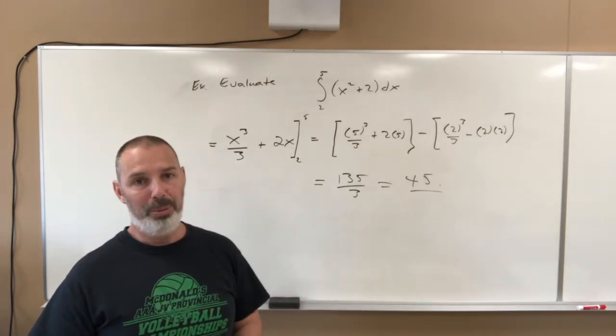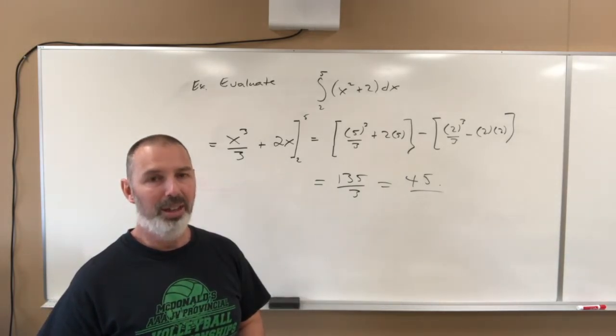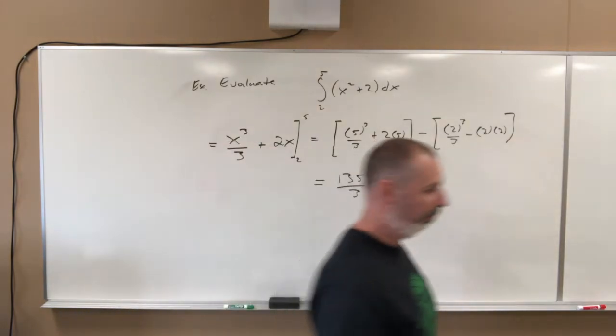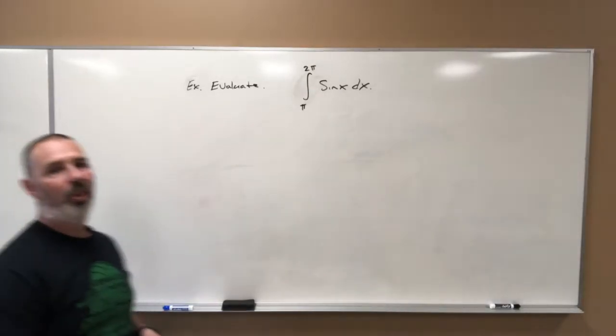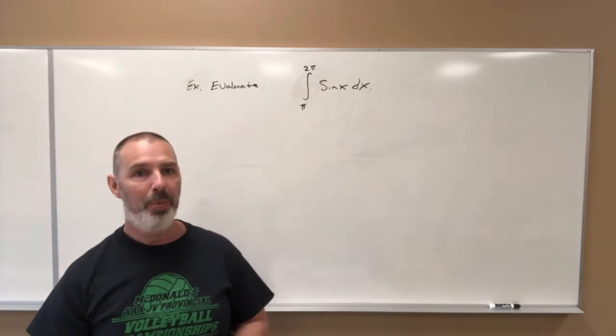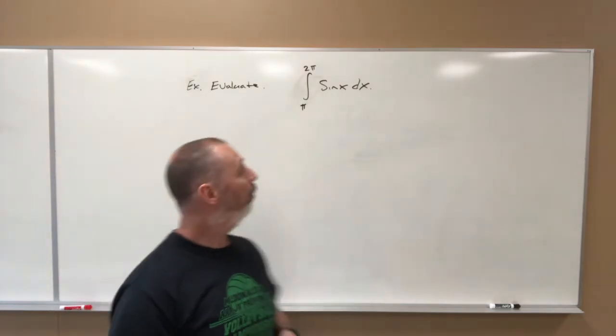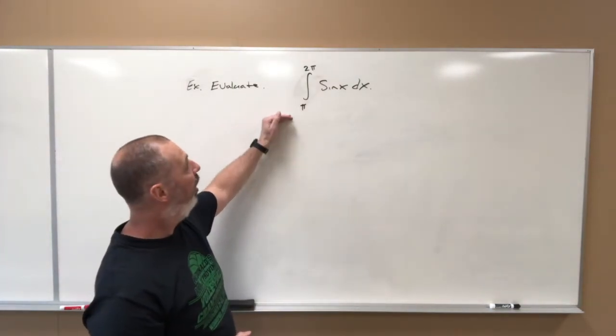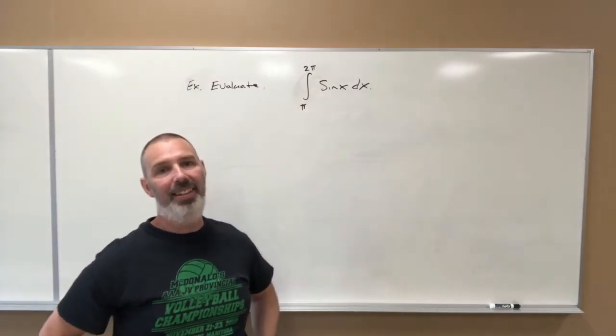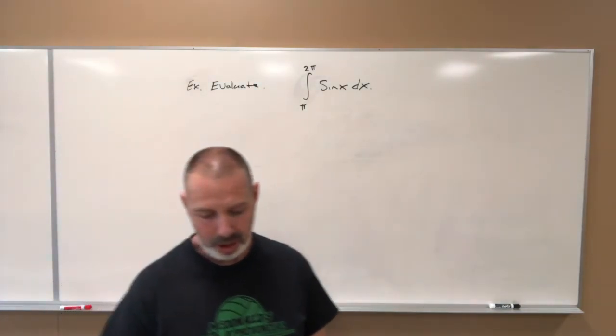Let's do one more example on the other board, and then I'll tell you what you're going to do for your assignment. All right, here's our last example for today. We are going to look at evaluating the integral from pi to 2 pi of sine x dx. So this is a trig one.